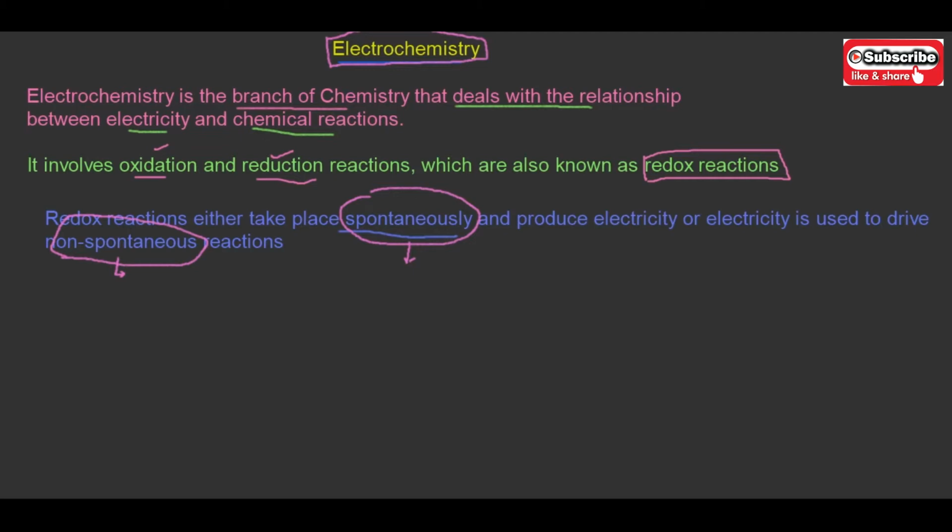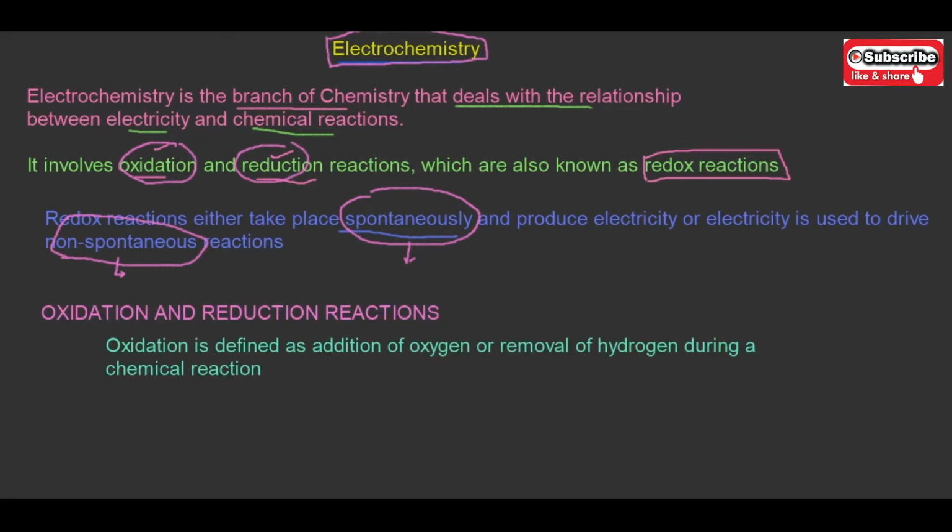Now we are going to discuss what is actually an oxidation reaction and what is a reduction reaction. There are various definitions of oxidation and reduction. First of all we are going to discuss oxidation. Oxidation is defined as addition of oxygen or removal of hydrogen during a chemical reaction. So this is the basic definition of oxidation: in case of oxidation we have to add oxygen while we have to remove hydrogen.